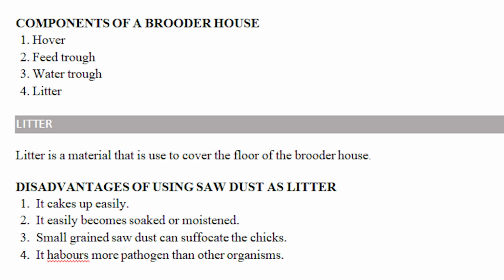Litter. Litter is a material that is used to cover the floor of the brooder house. An example of litter is sawdust. Let us look at disadvantages of using sawdust as a litter. Number one, it kicks up easily. Number two, it easily becomes moistened. Number three, small grain sawdust can suffocate the chicks. Number four, it harbors more pathogens than other materials.